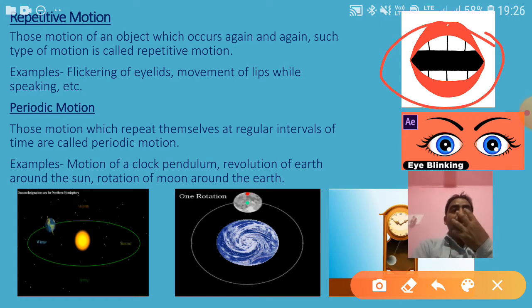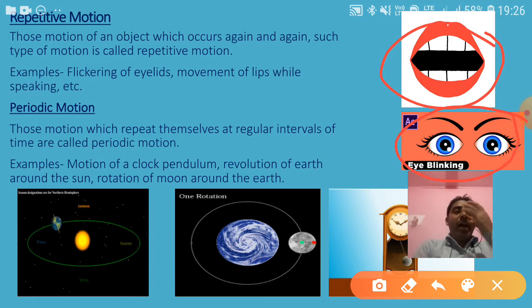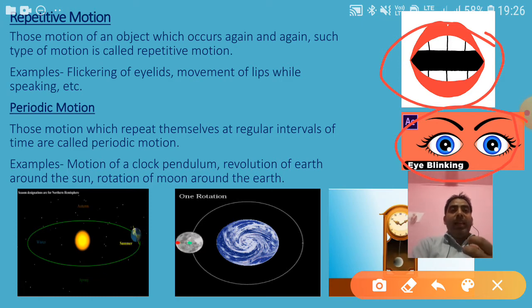What examples? The lips, when we talk, move all the time. They repeat up and down. Blinking of an eye: when you blink your eyes, the eyelids move up and down again and again. This is all called repetitive motion.